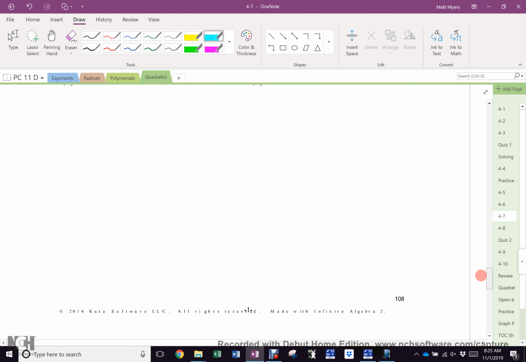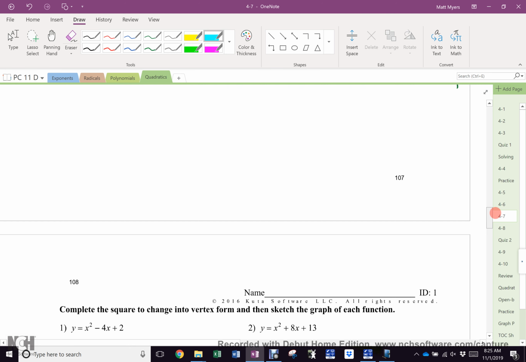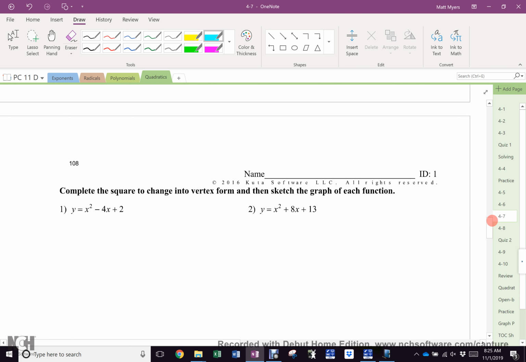So page 108 and 109 have 14 questions. Remember, these are your tools. 1, complete the square. The instructions say complete the square, but I don't believe in forcing you to do so. I know most of you don't like completing the square, but if you still refuse to believe that it is the fastest thing to do in the right situation, then I'm never going to convince you.